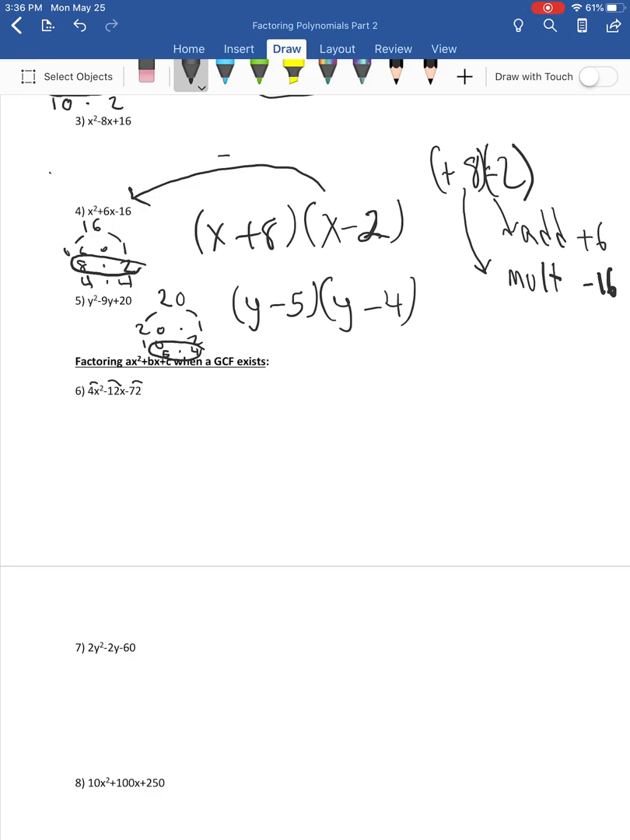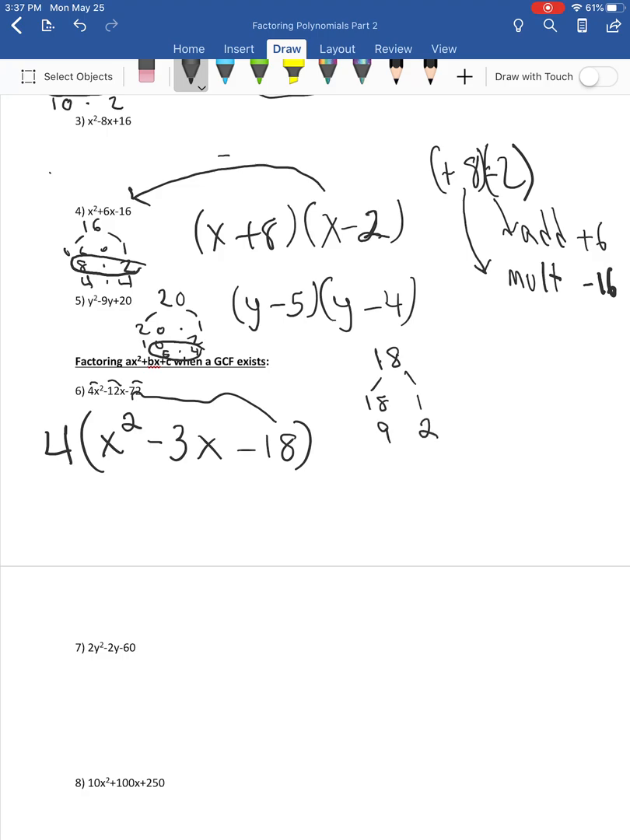So what we can do is take out that GCF. So we're going to write this as 4 times x squared. 4 times negative 3x makes the negative 12x. And then 4 times negative 18 makes that negative 72, okay? And now we can factor what's inside the parentheses. So we need a factor tree for 18. 18, 1 times 18, 9 times 2, and then 6 and 3, okay? So the pair that's going to work is the 6 and 3.